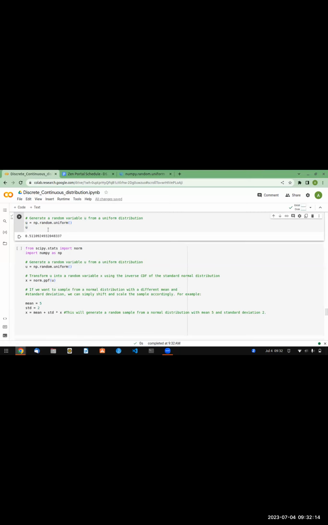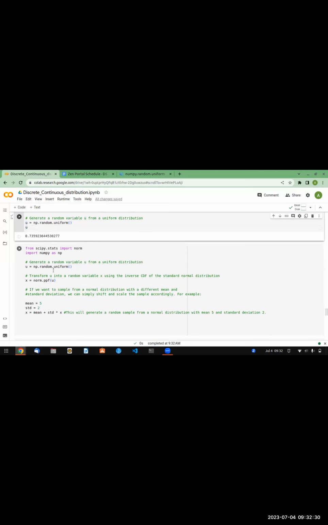But if you are using PyCharm or VS Code, here you need to write a print. So to print the U, I just wrote U. That means print U, just to show you what the U value is that we are getting.